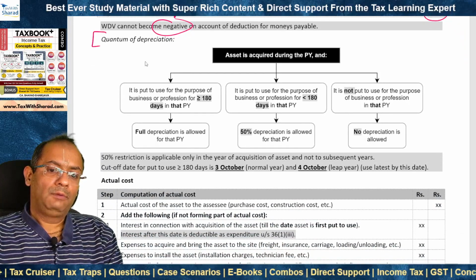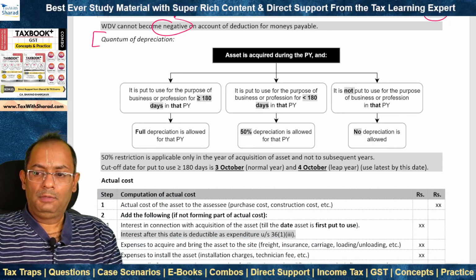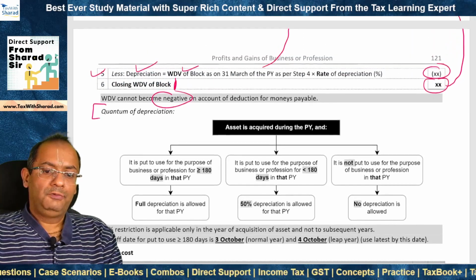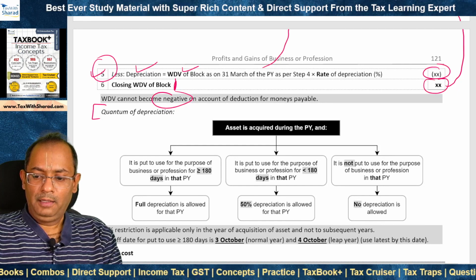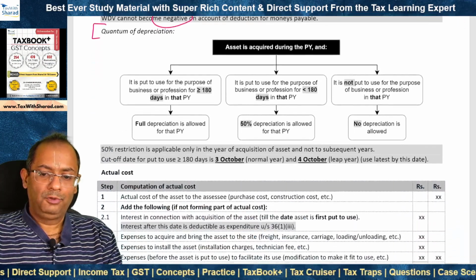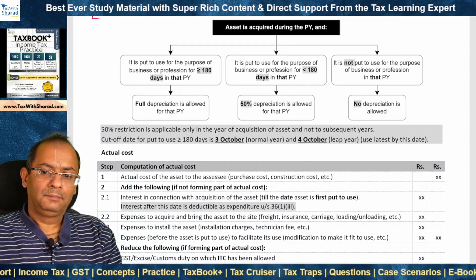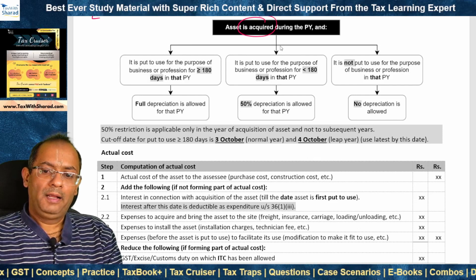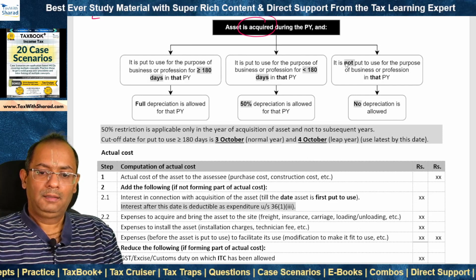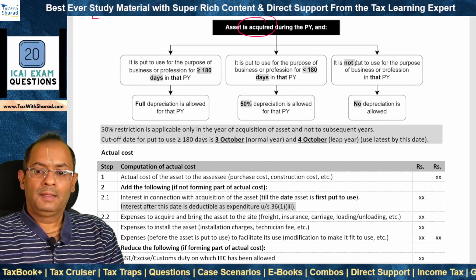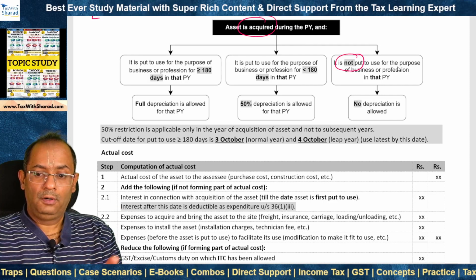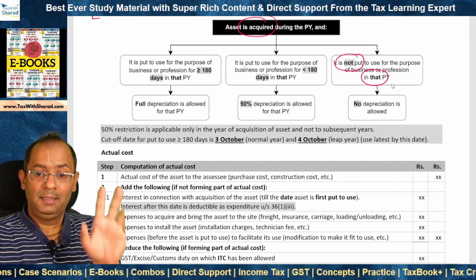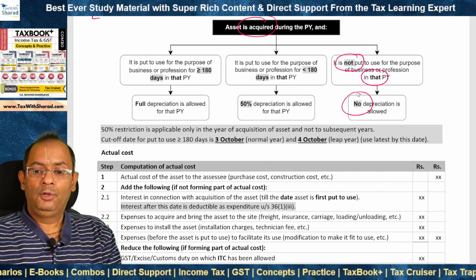Now, what is the quantum of depreciation? The quantum of depreciation which we deduct as per step 5. What is the quantum? It depends on the period the asset is put to use during the previous year. So where the asset is acquired during the previous year, there are 3 situations that are possible. The asset is acquired during the previous year and it is not put to use for business or profession in that previous year in which it is acquired. Then no depreciation is allowed.